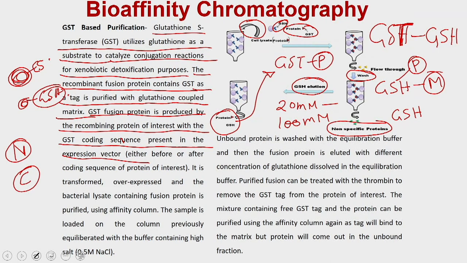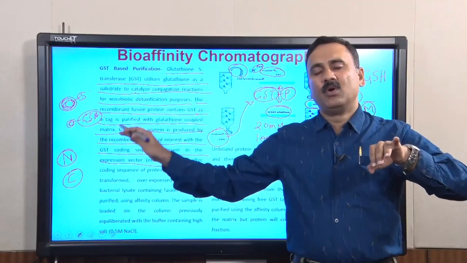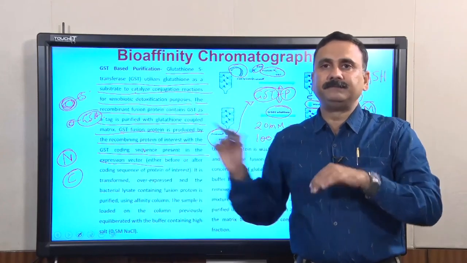Now you can use some proteases. GST and the protein are coupled to each other with a protease cutting site, so if you want to purify, you can add that particular protease, and that is going to remove the GST from the purified protein, and it will give you the pure protein in the supernatant.